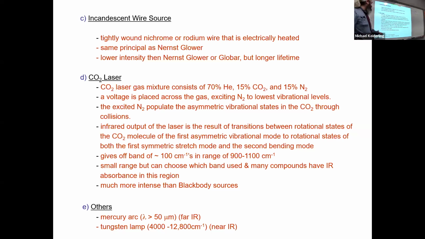And then some others. You can use a mercury arc for the far IR, with wavelength greater than 50 micrometers. You can use a tungsten lamp for the near IR. That's from about 4,000 to 12,800 inverse centimeters.